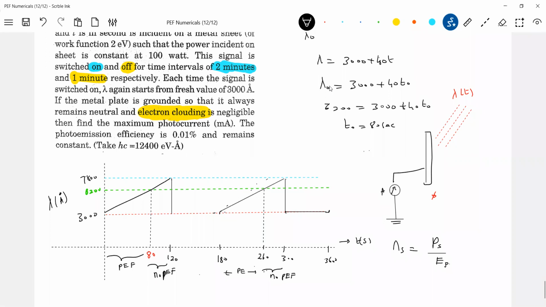The number of photons received per second, or the number of photons incident on the plate per second, I'll write as ns. We know the power of the source is given, 100 watt. Energy of photon is 2 electron volt only. So 100 divided by 2 into 1.6 into 10 to the power of minus 19. Then all these photons are incident.